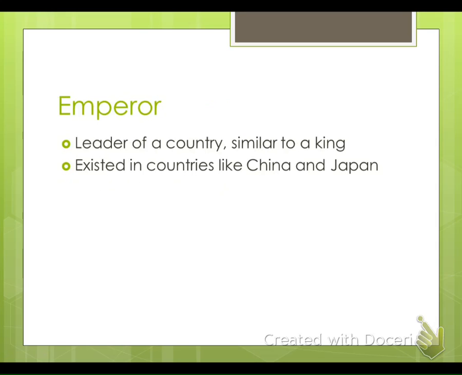Our next word that we have is emperor. Emperor is a leader of a country. It's similar to a king. It's inherited. When one king dies, one emperor dies, his son traditionally takes his place. It's existed in many countries, especially like China and Japan. So you need to make sure that you have these two examples down as countries that have emperors, okay? Countries like China and Japan.